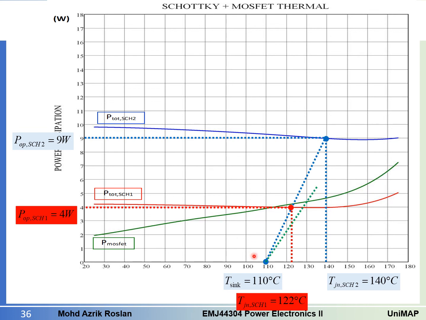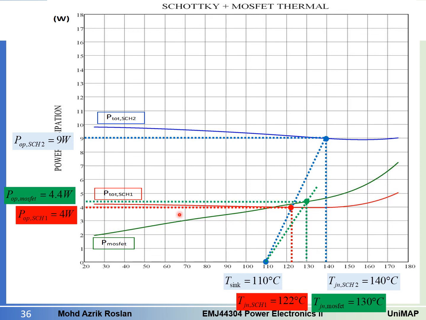Okay, so we have to draw a line here. Remember you have 10 degrees and then 2.25. You draw a line through that point, and then the line will cross some point at the Mosfet curve. So at this point, this is the junction temperature for the Mosfet, which is 130 degrees C. And then when you draw a straight line to the y-axis, you will get the power dissipated at that operating point, which is 4.4 watt.